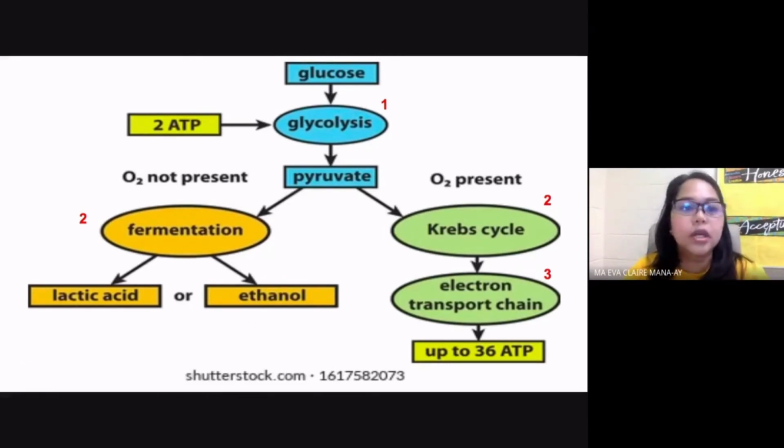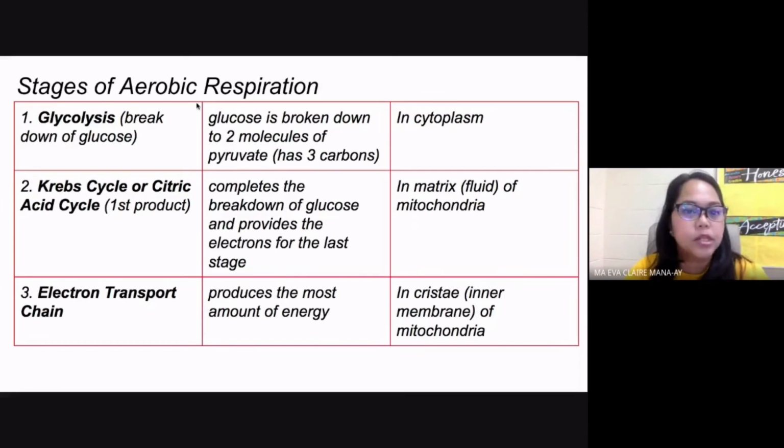We go to the different stages of aerobic respiration here. We've already mentioned it starts with glycolysis. This is the breaking down of glucose, hence the term glycolysis, the lysis of glucose. Now, glucose here is broken down into two molecules of pyruvate. Your pyruvate only has 3 carbons. That means for 1 molecule of glucose, you can actually have 2 molecules of pyruvate.